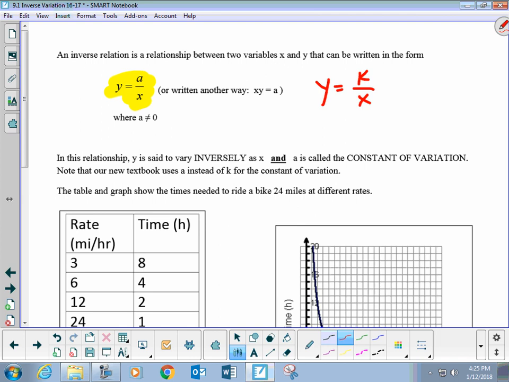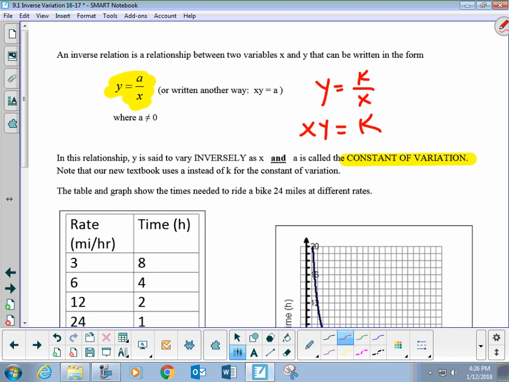We use a, we use k. Different books do it different ways. Our book is using a k. I don't care which letter you like. They mean the same thing. These are both the constant of variation. Whether you call the letter a, whether you call the letter k, it remains the constant of variation. Now in this particular form, it's real easy to see that if I solve for the constant of variation, I end up multiplying both sides by x, so I will get xy is equal to k.